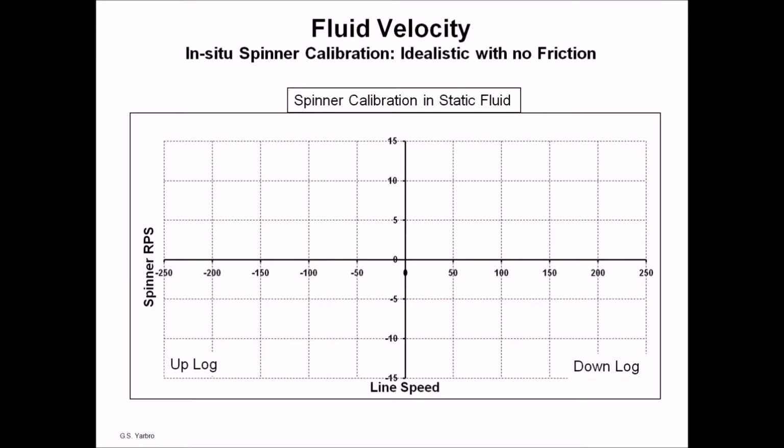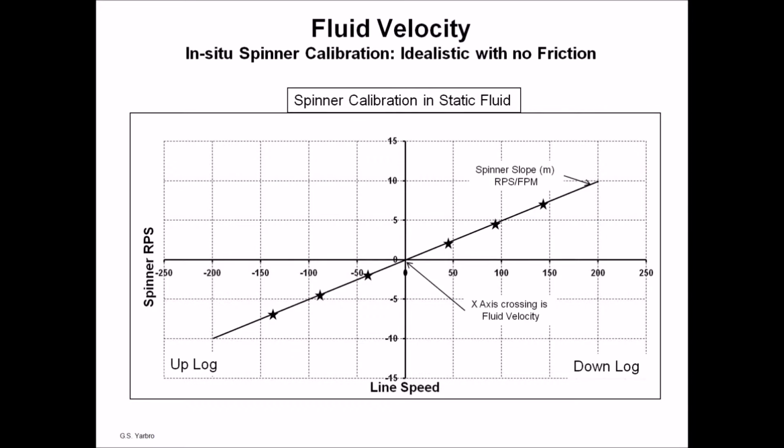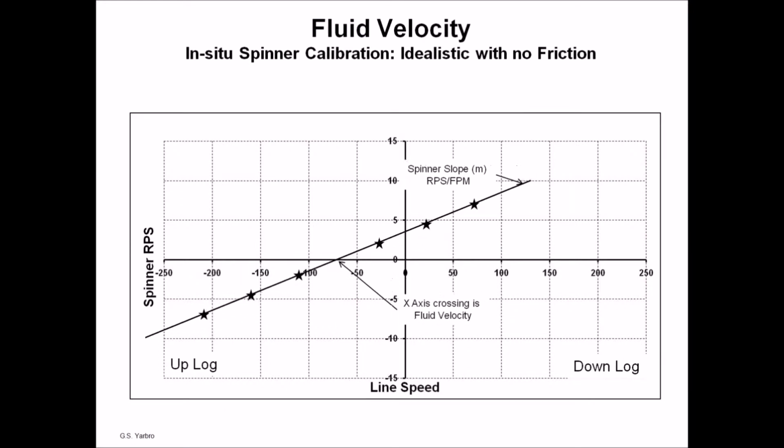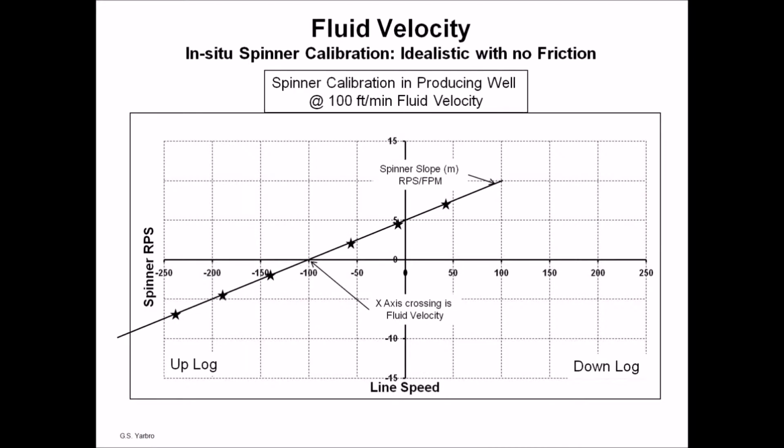A more involved method of spinner interpretation involves cross-plotting spinner response against logging speed. In a static fluid, these points will define a line that passes through the origin. As fluid movement occurs, the line defined by the data points will move to reflect the fluid velocity.